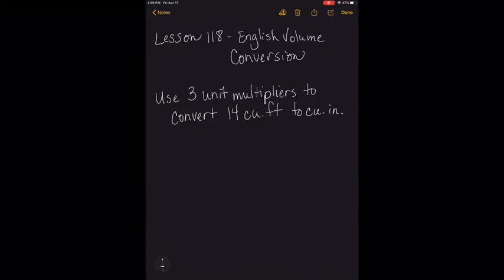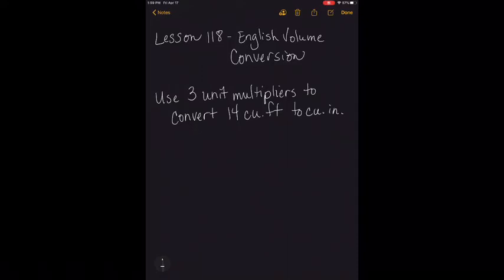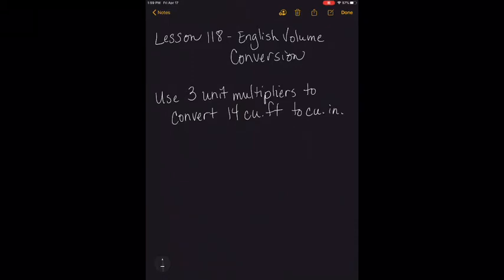Lesson 118 and Lesson 119 are all about using unit multipliers. So 118 is about English volume, and 119 is about metric. So it's important. You guys have done a much better job of using unit multipliers. It's still a very important thing to use unit multipliers rather than trying to complete these in your head only.